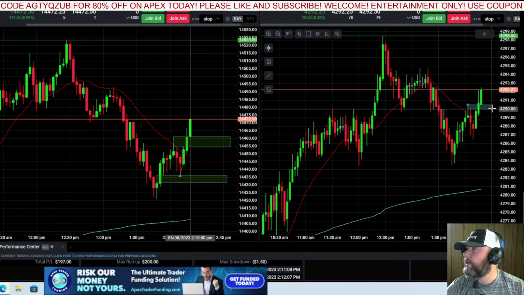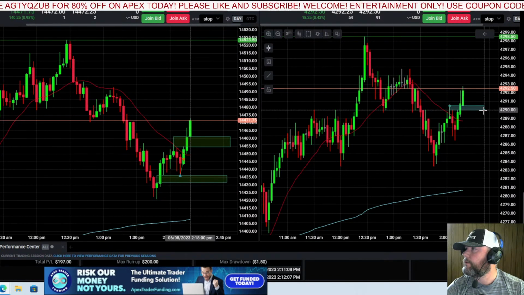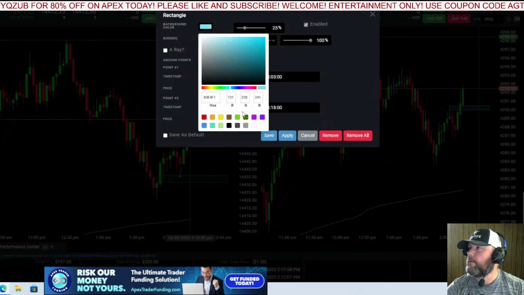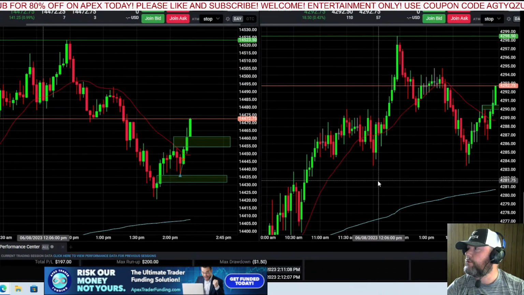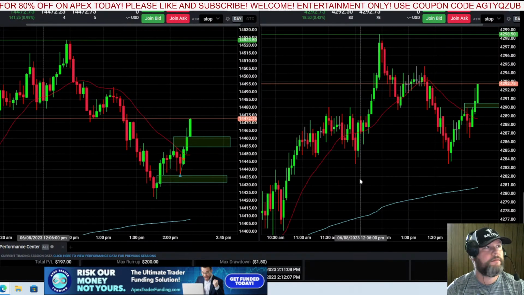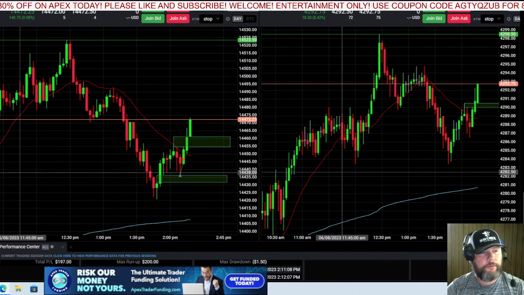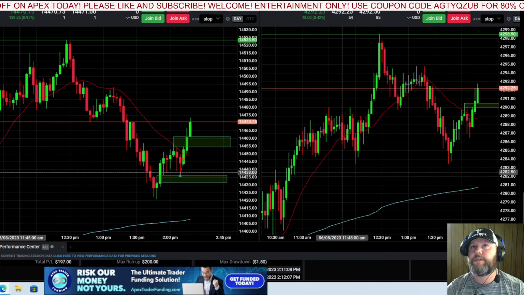Kind of working on this gap here on the ES here. Kind of putting these gaps on here a little soon. This candle hasn't printed yet, but we already got one on the 2-minute chart on both. So let's see what happens here.